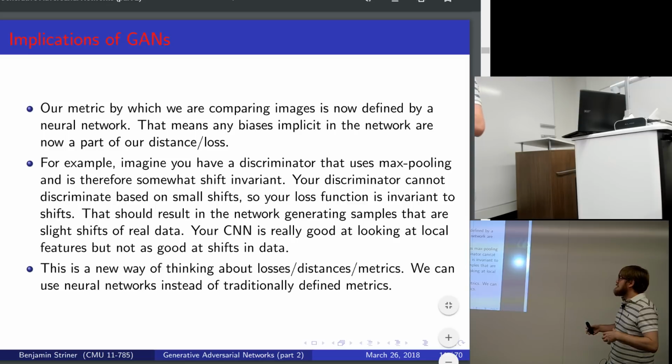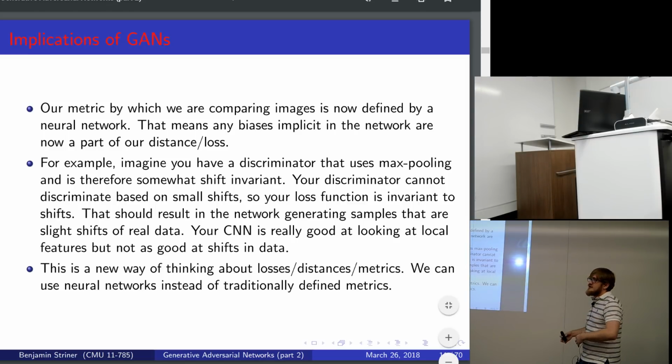We can start talking about new things like perceptual distance. We can start generating data in a really interesting, naturalistic way. That's why it has fascinated people. And this is the good side of GANs, which is what we started with last week.